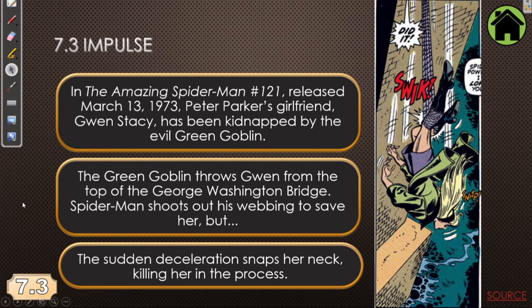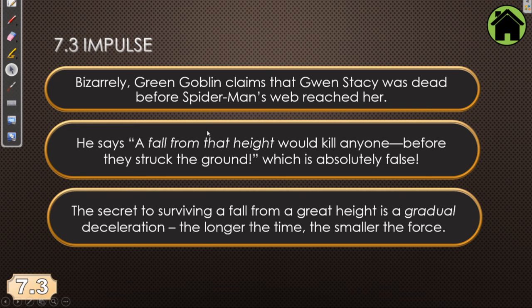That's pretty dark. In that same issue, though, for some reason the Green Goblin, who was supposed to be a scientific genius, claimed that Gwen Stacy would have been dead regardless of whether Spider-Man's webbing hit her because a fall from that height would kill anyone before they struck the ground, which is complete nonsense. If simply falling from a great height would kill you, whether you were hit by the ground or Spider-Man's webbing, if you were dead either way, then skydivers would never survive. So this is obviously not true, and I'm not quite sure why the Green Goblin made such a mistake, although they did clarify in a later issue that it was in fact Spider-Man's webbing that caused Gwen Stacy's death.